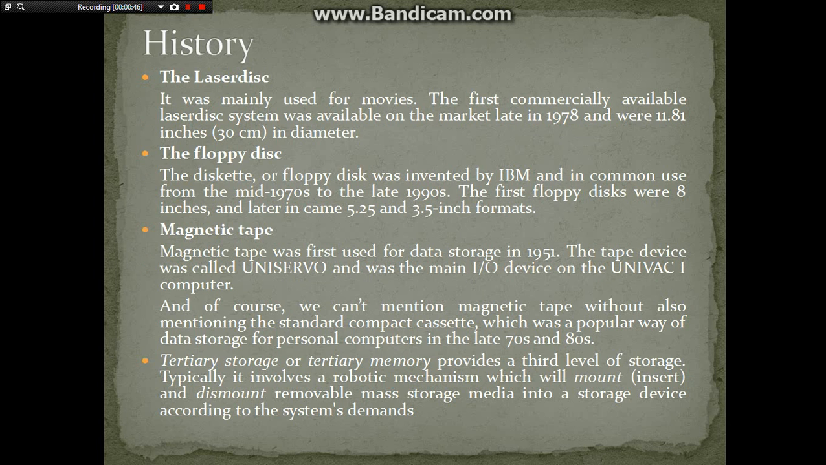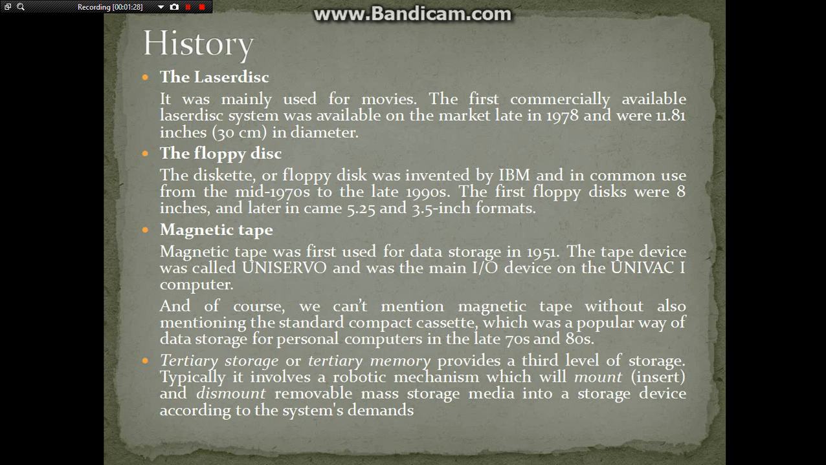The first hard disk drive was developed by IBM in 1956, and these hard disk drives were vast in size. Later came the laser disk, floppy disk, magnetic tapes, and tertiary storage and tertiary memory. The laser disk was mainly used for movies, and the floppy disk or diskette was invented by IBM and in common use from the mid 70s to the late 90s. The floppy disks were 8 inches at first, and later came in 5.25 and 3.5 inch formats.